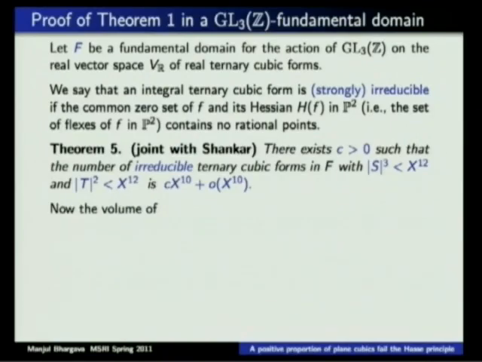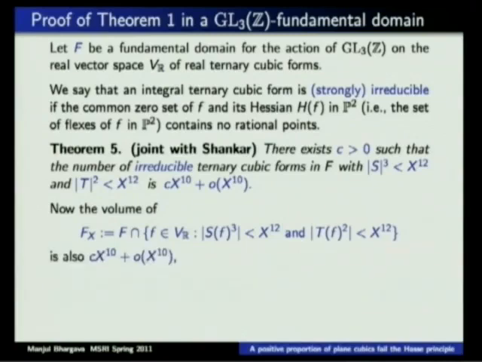And so how can one understand what that means? One way to see it is that if you take the volume of F_x, which is the fundamental domain intersected with the condition that s is less than x to the 12th and t is less than x to the 12th, right? Theorem 5 is counting the number of irreducible elements in this region. And the volume of that region is actually C x to the 10th.